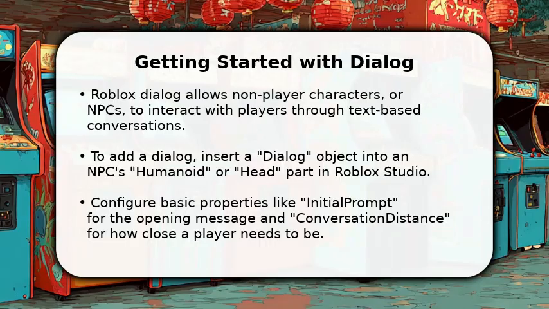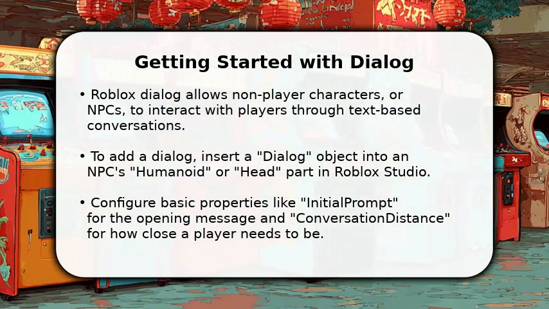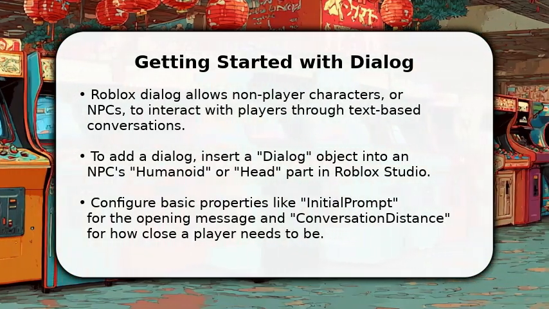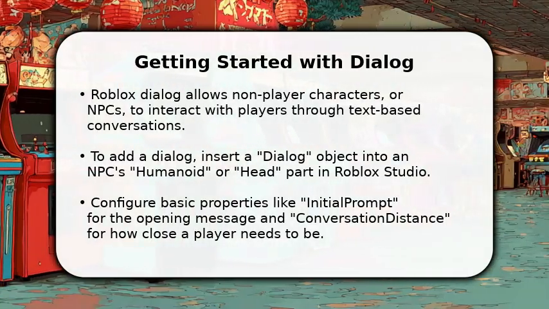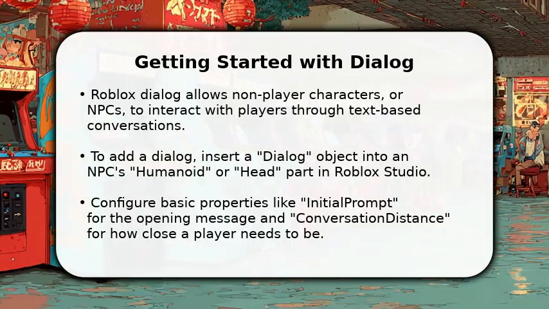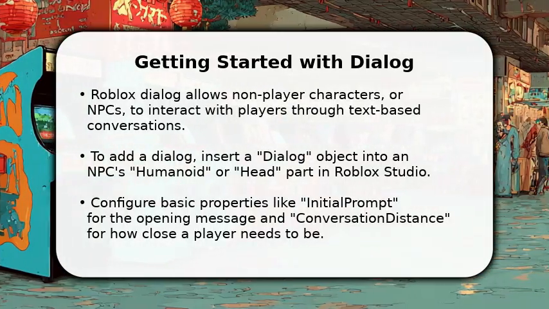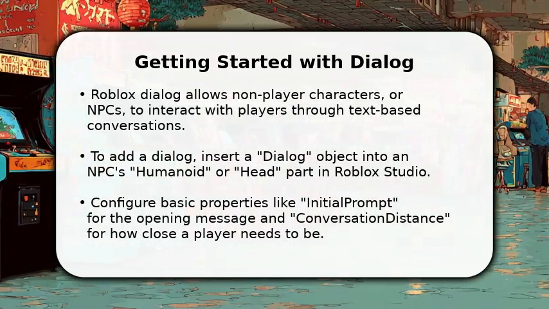In this video, I will explain how to use Roblox Dialog. First, open Roblox Studio and select your NPC. Insert a dialog object into its humanoid or head. You'll then set the initial prompt property to what your NPC says first.